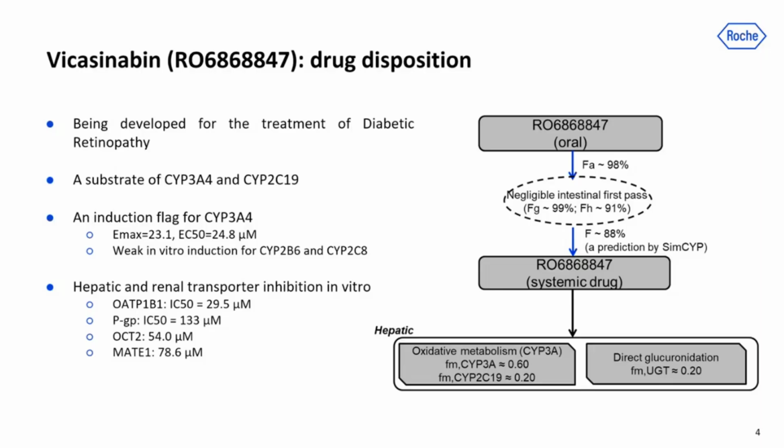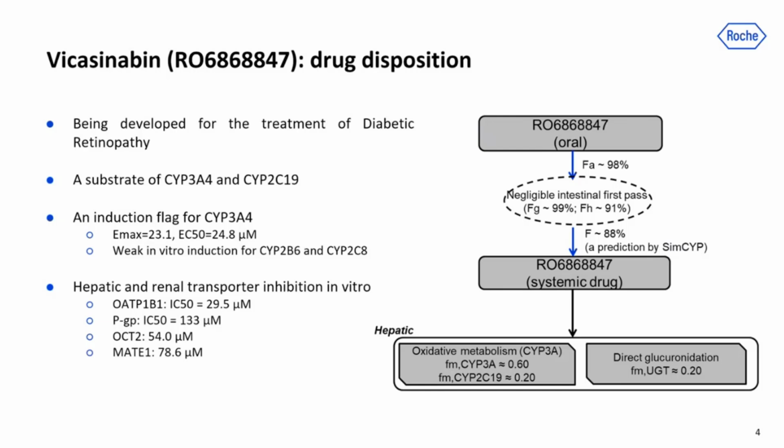This slide summarizes the drug disposition of Vicasinabin. This compound has been developed for the treatment of diabetic retinopathy, and the oral route is considered. On the right-hand side of this slide, you can see the drug disposition summary. This compound shows high solubility and high permeability properties. In that sense, we don't expect any limitation in terms of FA, and you can already see the predicted FA number here based on the physicochemical properties, which is 98%.